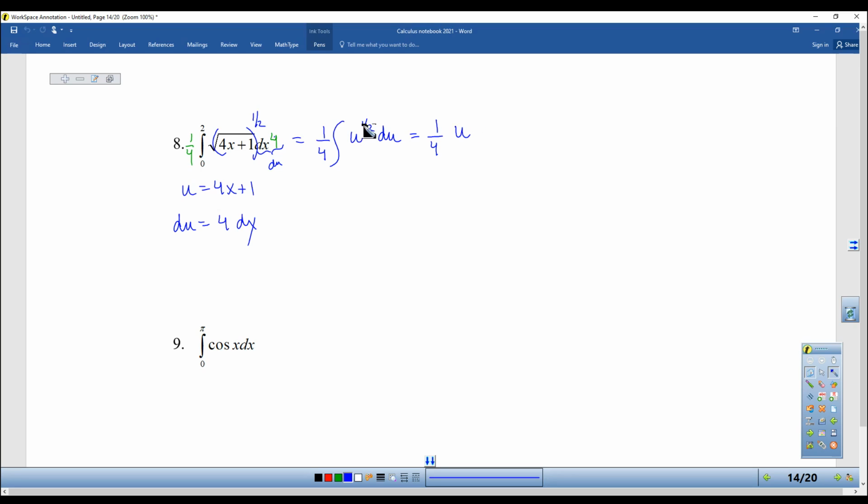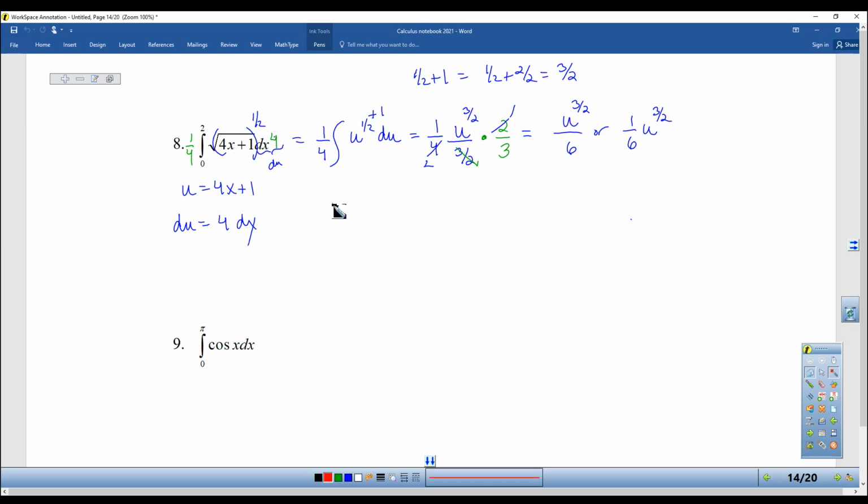I raise the power 1/2 plus 1. So 1/2 plus 1, you can do 1/2 plus 2/2, which would give you 3/2, to the 3/2 divided by 3/2, which is awful. So I'm going to keep the top, but change it from division to multiplication and flip this. Keep, change, flip. And that gives me the 2 and that 4 cancel, reduced to 1/2. So I get u to the 3/2 over 6. Or you could write it as 1/6 u to the 3/2.